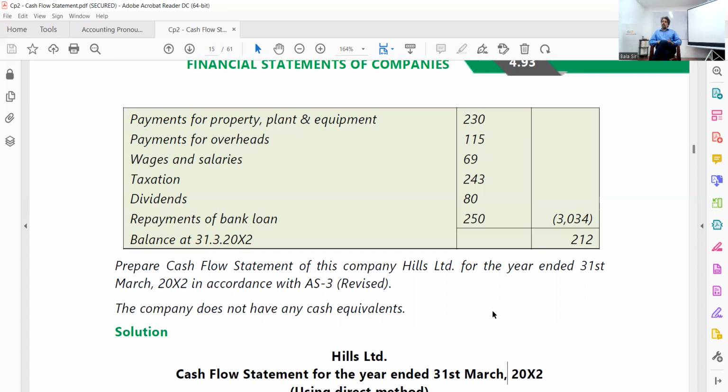Got it? Now let us go ahead and take on this, see the solution on there. Prepare the cash flow statement of the company for the year ended 31st March 20x2.